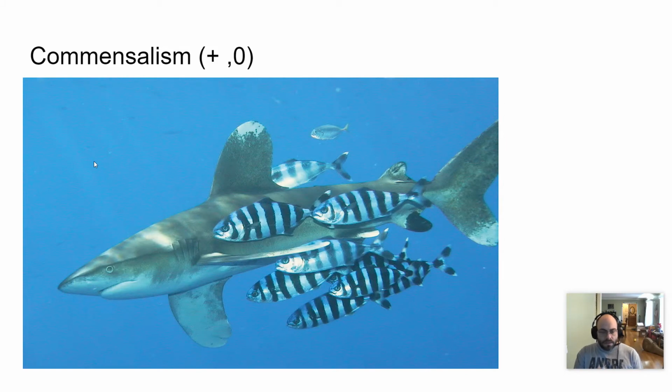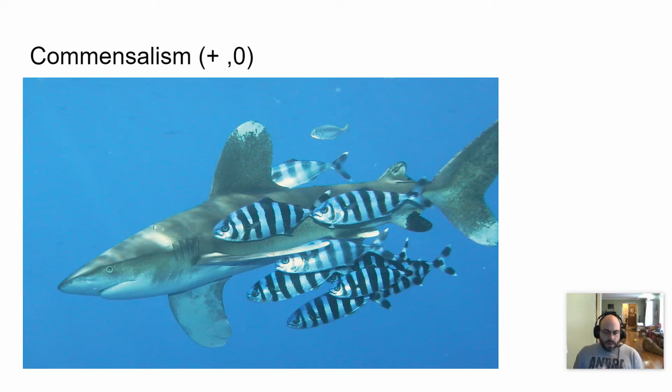Commensalism is a plus zero relationship. And so what does that mean? That means one species is gaining benefit and the other species isn't getting anything. And so there is a kind of fish, and the name of this fish actually just escapes me, but these fish will actually swim alongside a shark, which seems to be a dangerous endeavor, but I guess they've gotten really good at it.